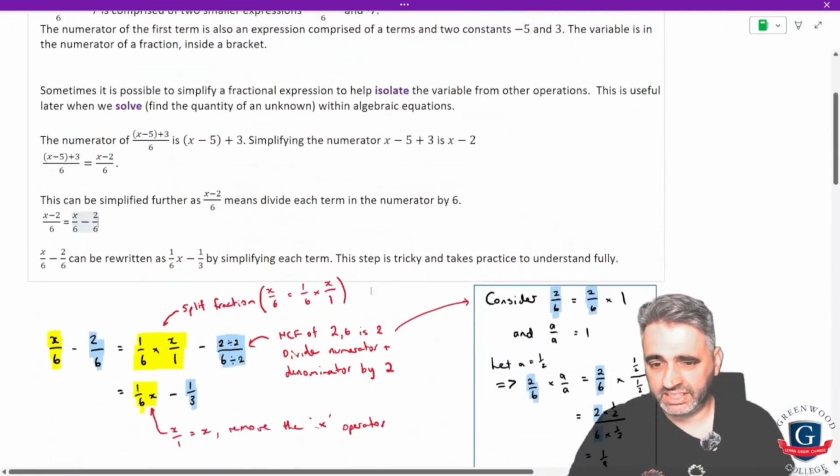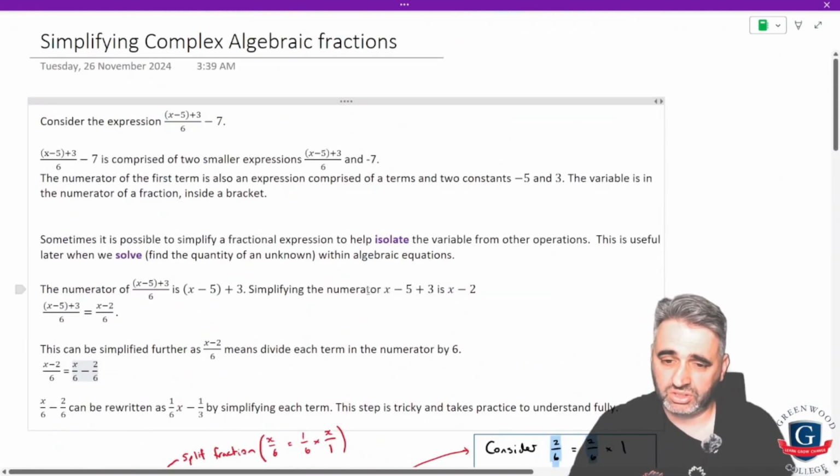Once we get this idea, it's something that we carry for a long time, and it certainly makes solving equations later a lot easier if we're good at this.